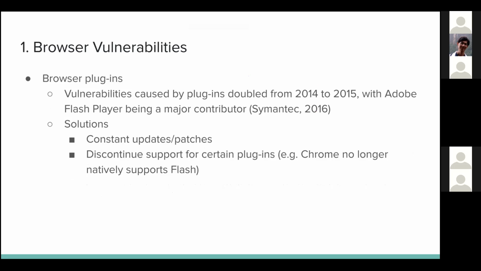Then the next one is browser plugins. I think this is a little bit more known nowadays. In 2014 to 2015, the number of vulnerabilities caused by plugins doubled. A big part of this was Adobe Flash Player. Some of the current solutions to deal with this vulnerability are, number one, to constantly update and patch the browsers to deal with vulnerabilities as they arise. And the second solution is that some browsers will discontinue support for certain plugins. For example, Chrome no longer supports Flash natively.